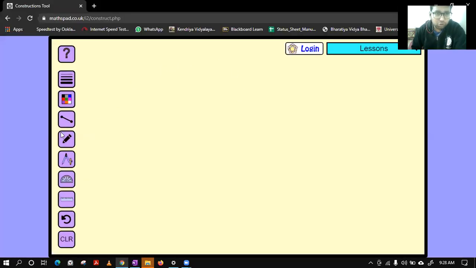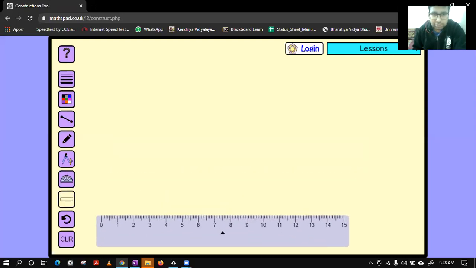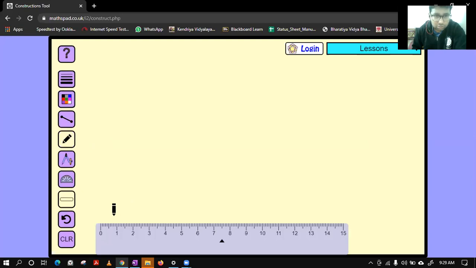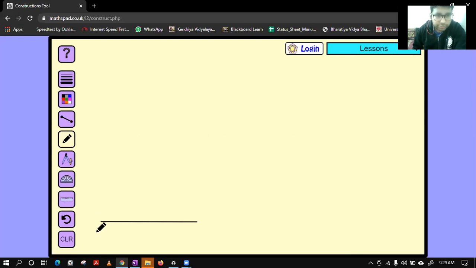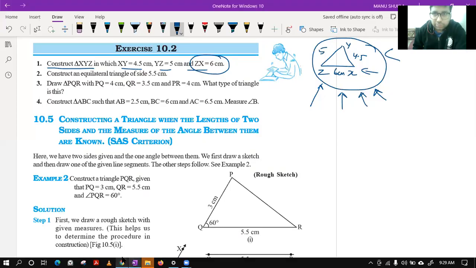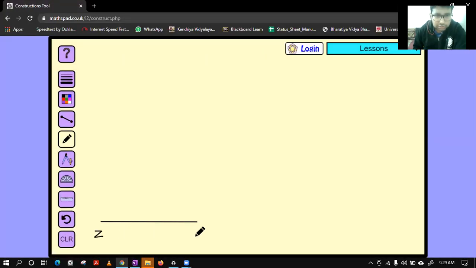Let's see. For base, let's take the scale, take the pencil, and make 6 centimeter of it, like this. We have got 6 centimeter of base. Okay, let me call it ZX. Yes, this is Z, this is X. So the first step in the construction will be draw ZX is equal to 6 centimeter as the base of triangle. This is the first step that you have done.